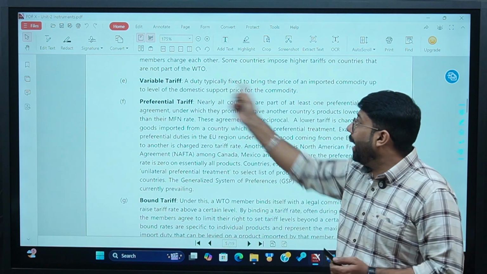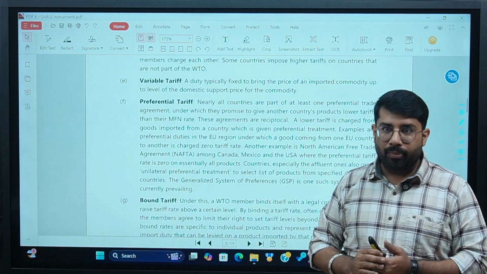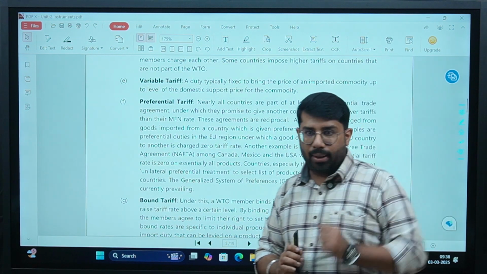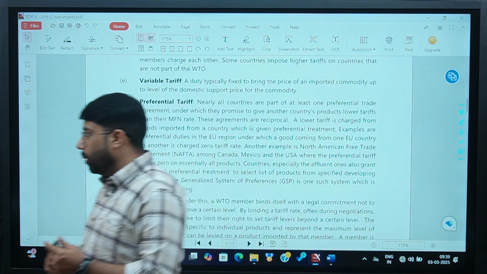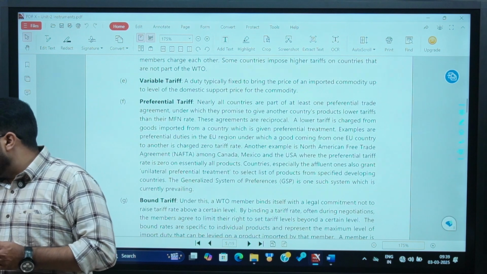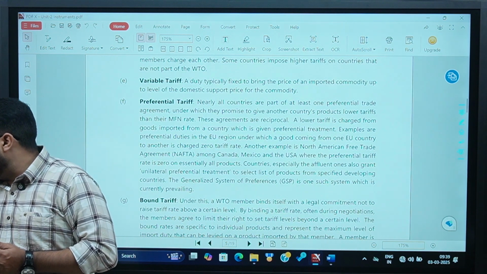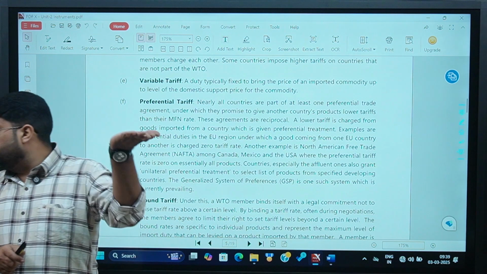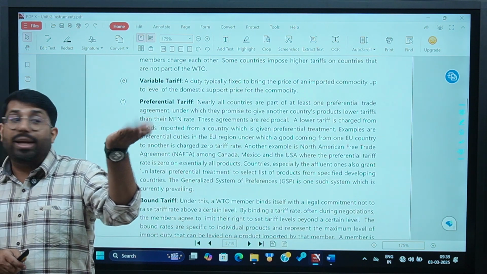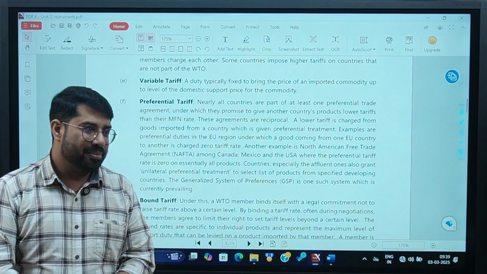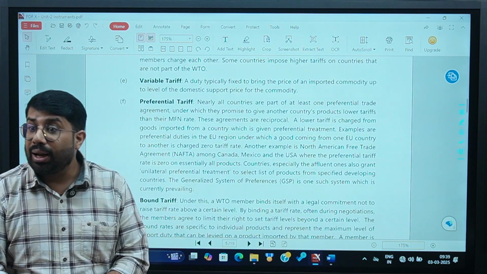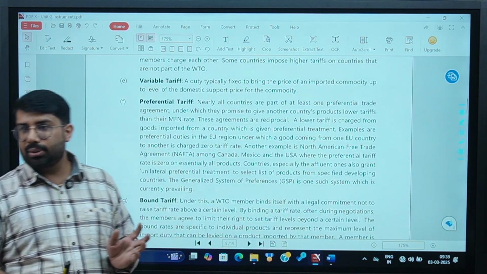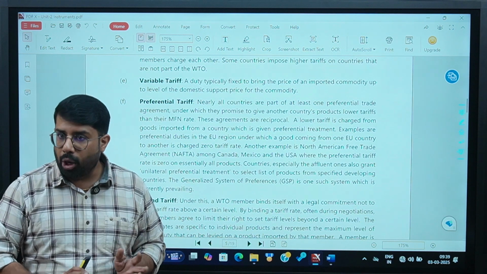Now look, there is only one line explanation here. Have you got my example? Now read this line. It says a duty typically fixed to bring the price of an imported commodity up to the level of the domestic support price for the commodity. That tariff is what we call variable tariff. Are we clear with the things? Yes or no? Sure, people?